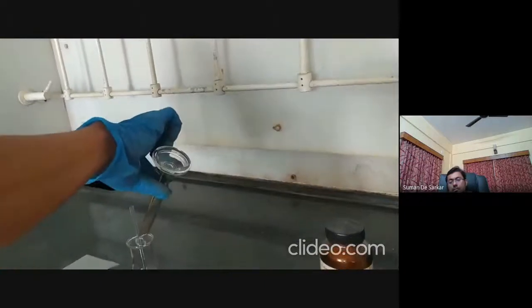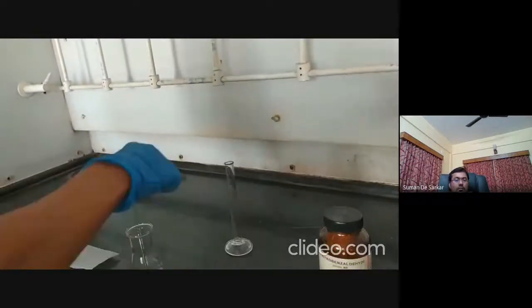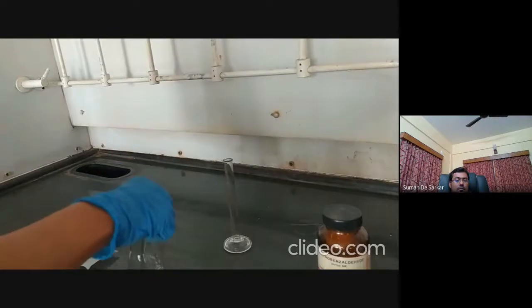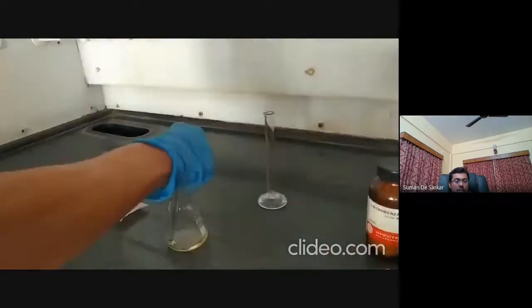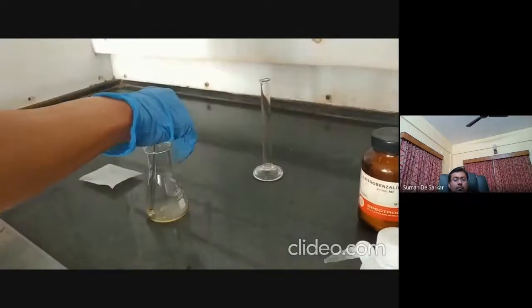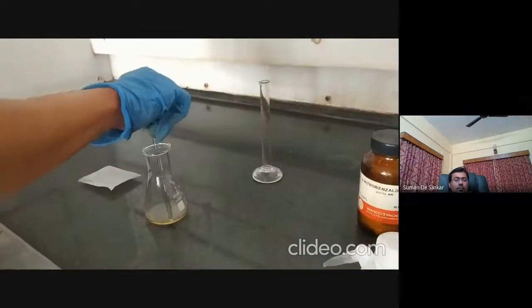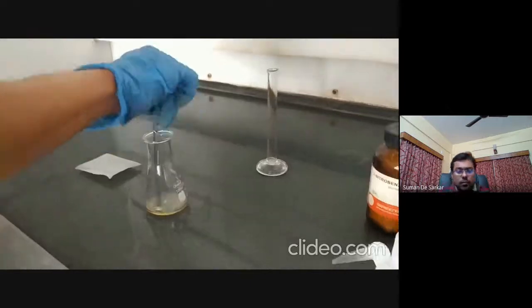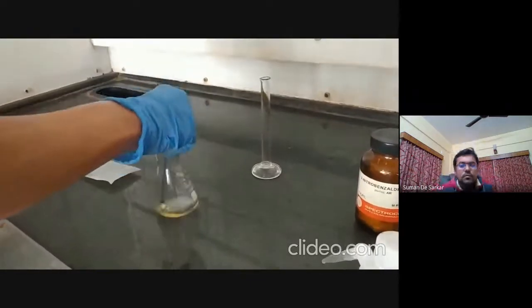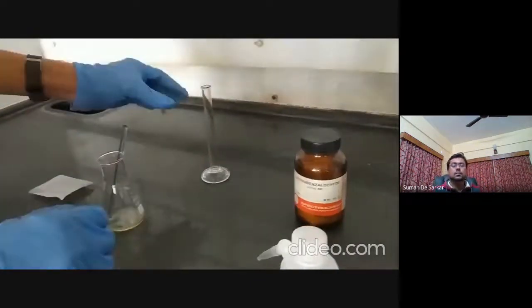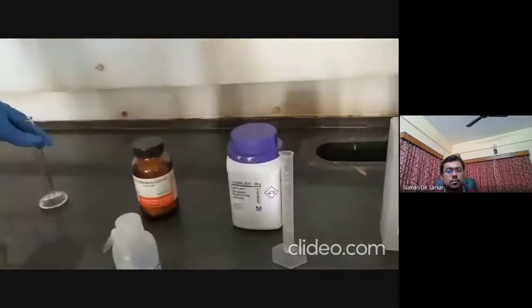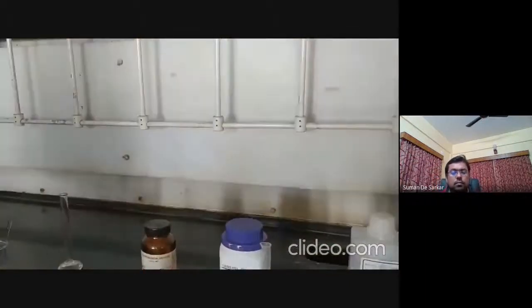So by stirring, we'll dissolve the complete ortho-nitrobenzaldehyde in acetone. Yes, so it's dissolved completely. And now we'll add 5 ml water to this solution.